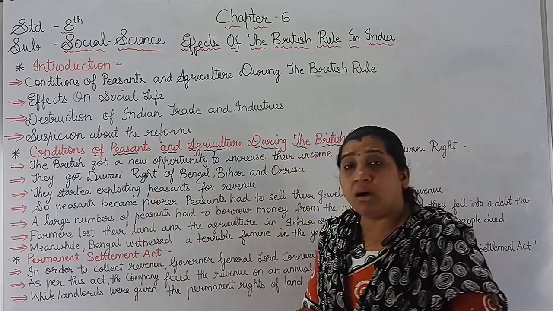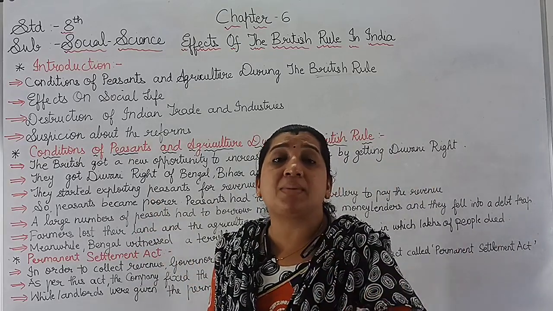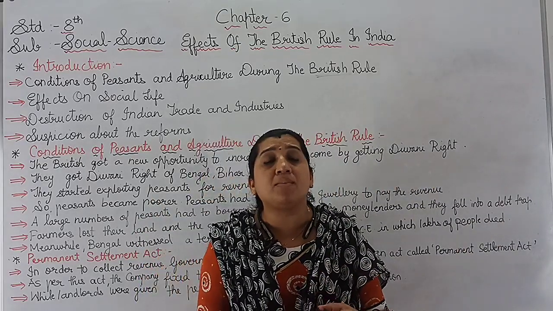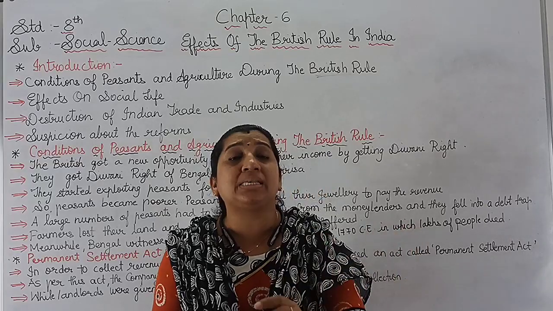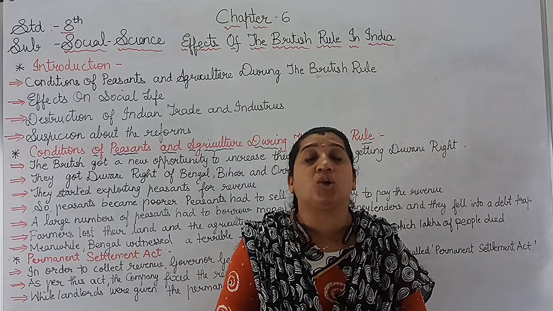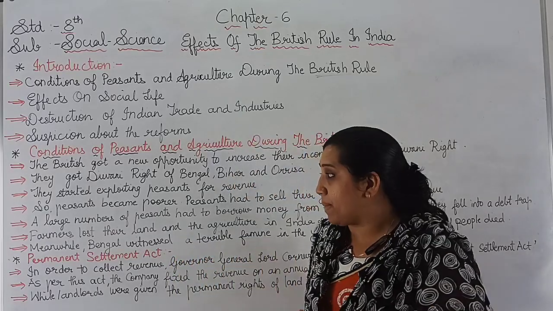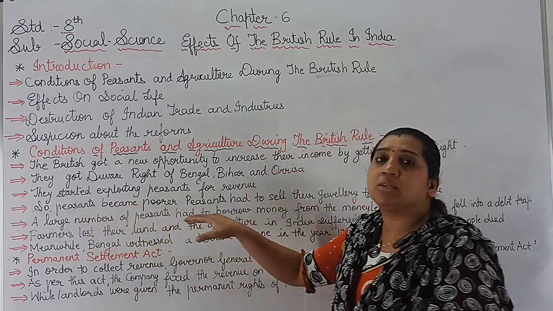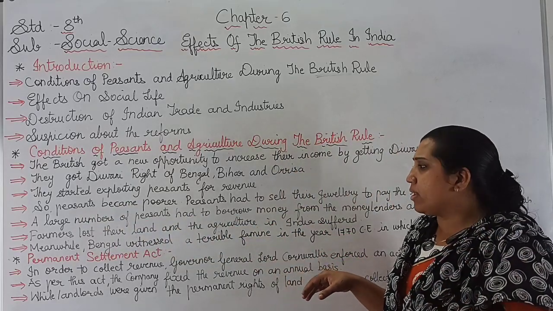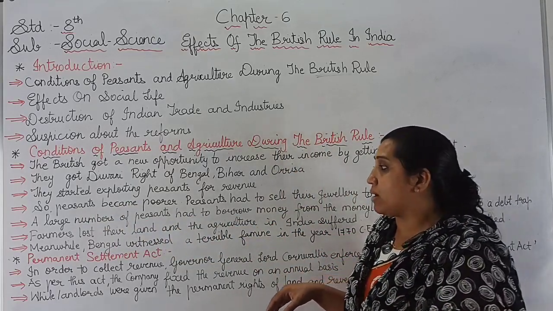Here, the Britishers made a rule that peasants have to pay taxes according to their annual income. If they did not pay the taxes, they would be punished by the government. So the peasants slowly and gradually became poorer in our country India.